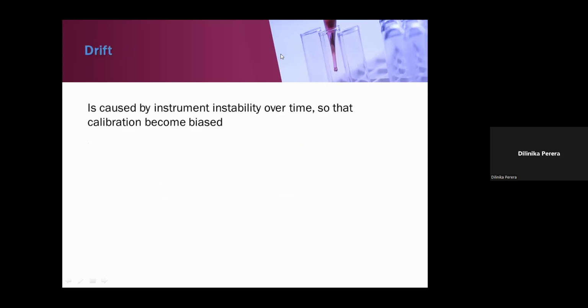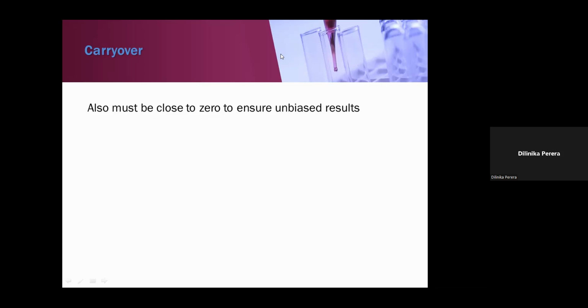The drift is caused by instrument stability over time, so that calibration could be biased due to an instrument problem. That is the drift. And carryover is from a high concentration sample to the next low concentration sample. But nowadays it is very rare, because there are good washing methods and advanced techniques. So it is close to zero, to ensure unbiased results.